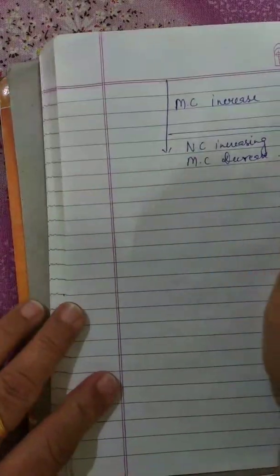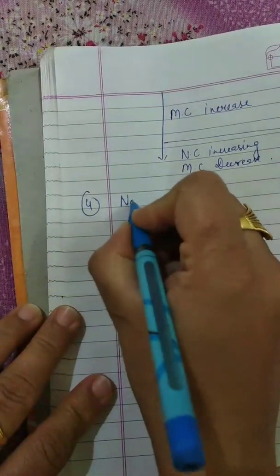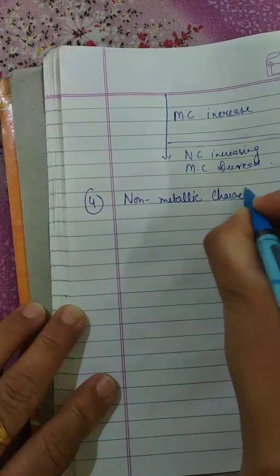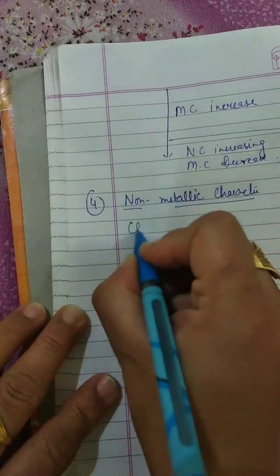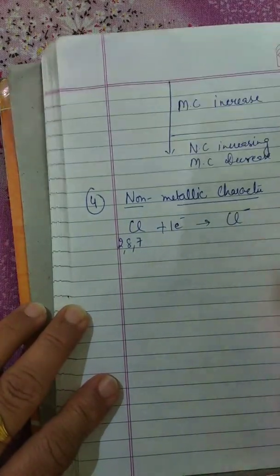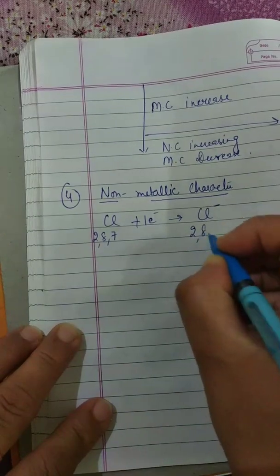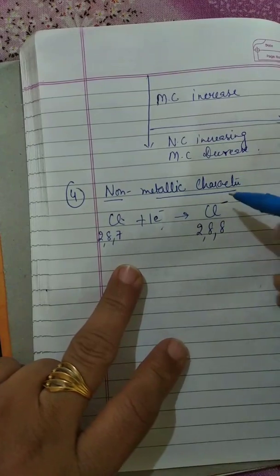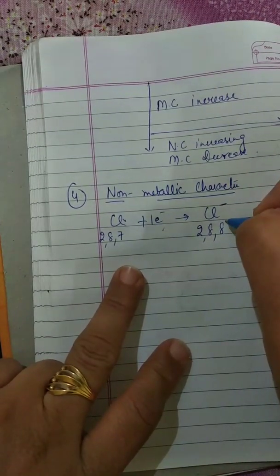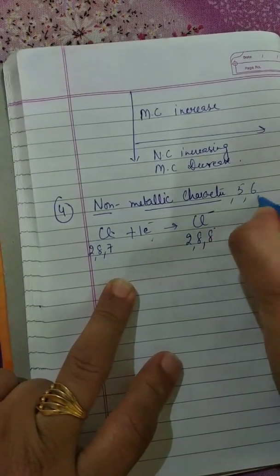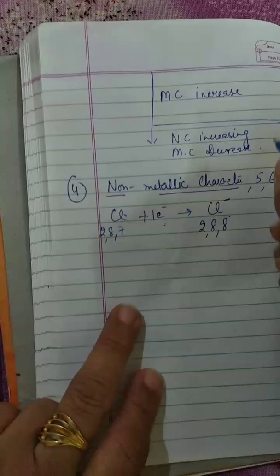Reverse is non-metallic character, that is the fourth periodic property. Non-metallic character depends upon tendency to gain electron. For example, chlorine 2, 8, 7, after gaining 1 electron, becomes a negatively charged ion having configuration 2, 8 and 8. So the tendency of an element to gain electron is known as non-metallic character, and it occurs in case of non-metals which have either 5, 6 or 7 electrons in the last shell.